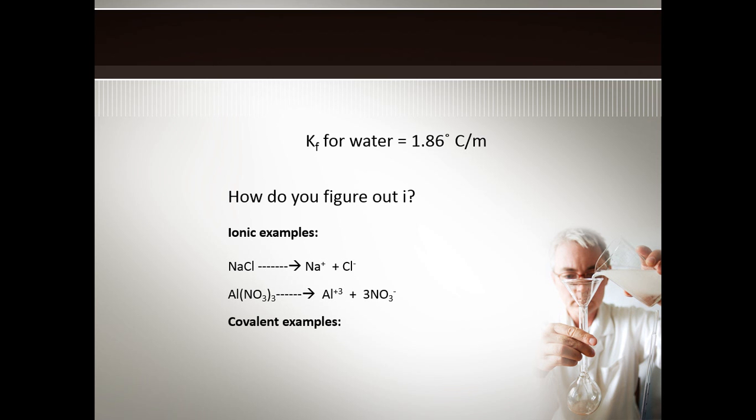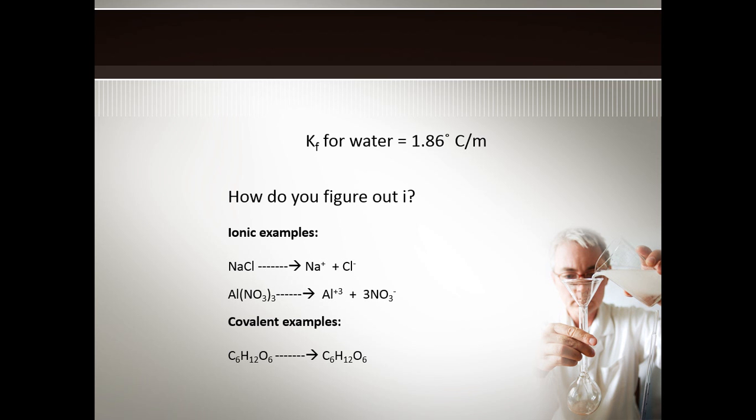Now what about a covalent compound? Remember, covalent compounds dissolve differently. Covalent compounds don't break down into ions. So here's an example of sugar. If we're going to dissolve sugar into our sweet tea, the sugar molecule stays as one molecule when it dissolves. So its I is 1. That's the rule of thumb for covalent compounds. They're not going to break down into smaller units. They're going to stay 1. So ask yourself, is it ionic? Is it covalent? If it's covalent, pretty much it's going to be a 1.